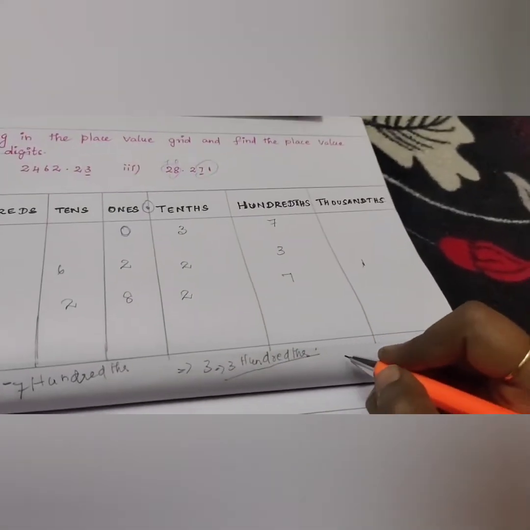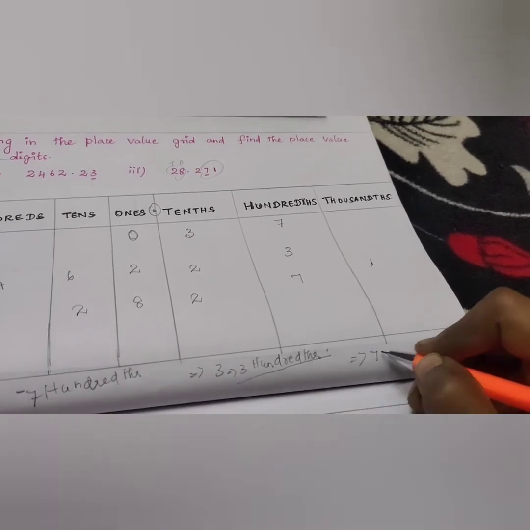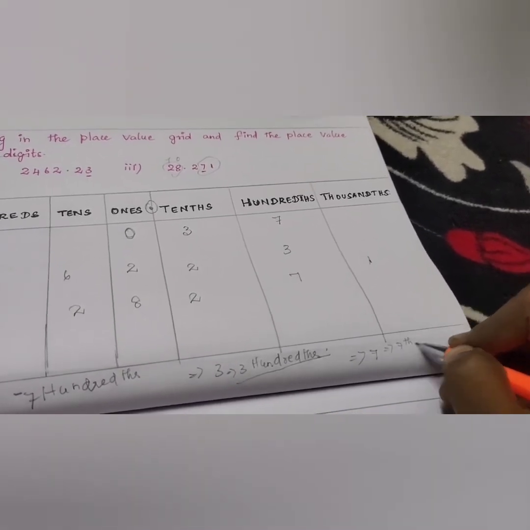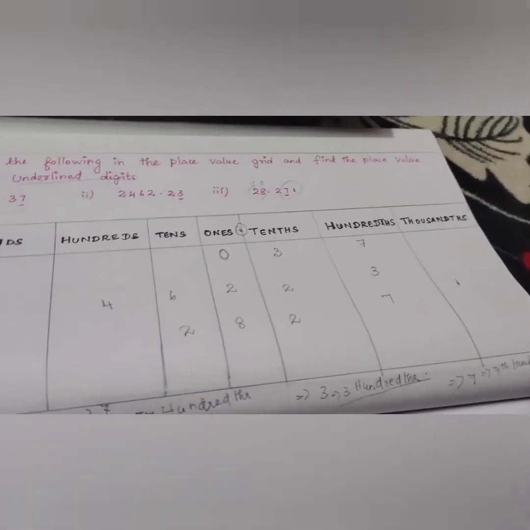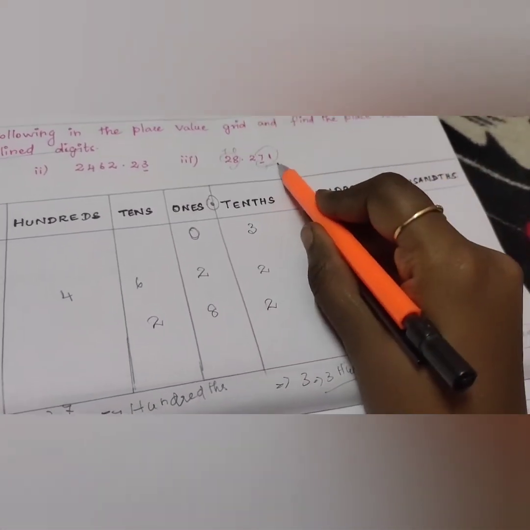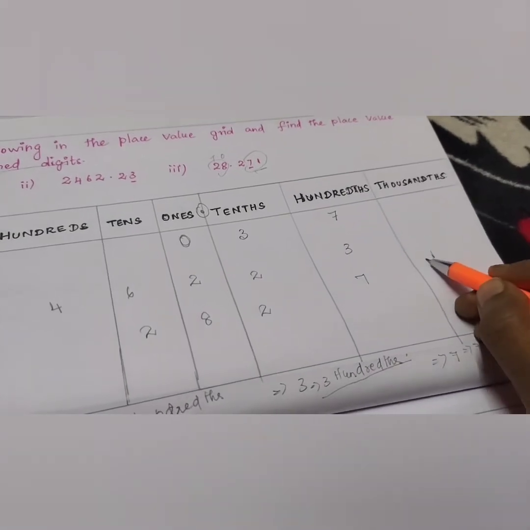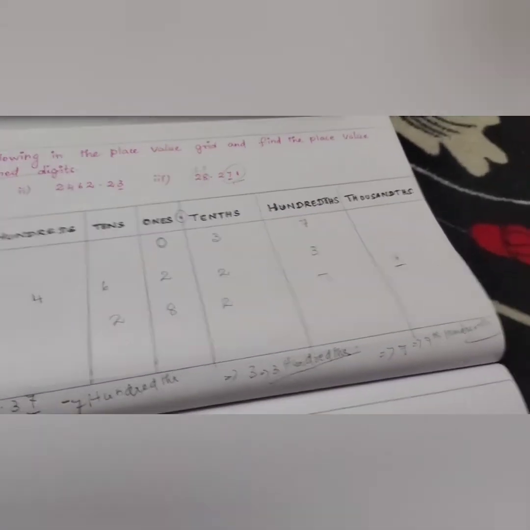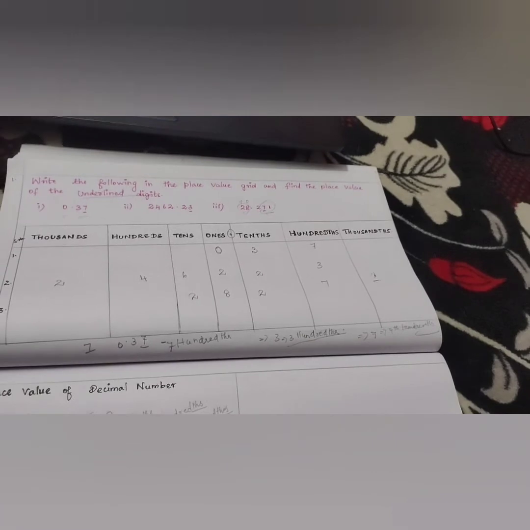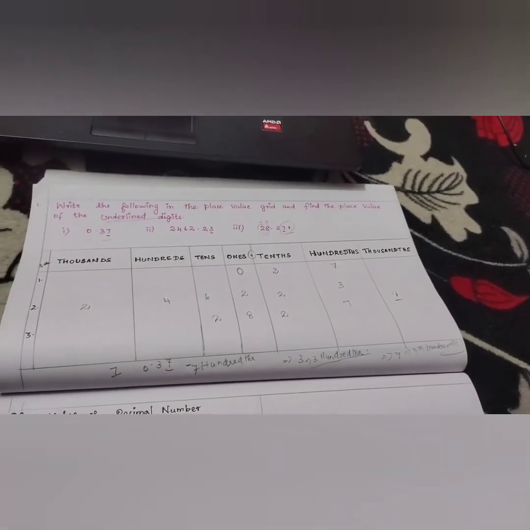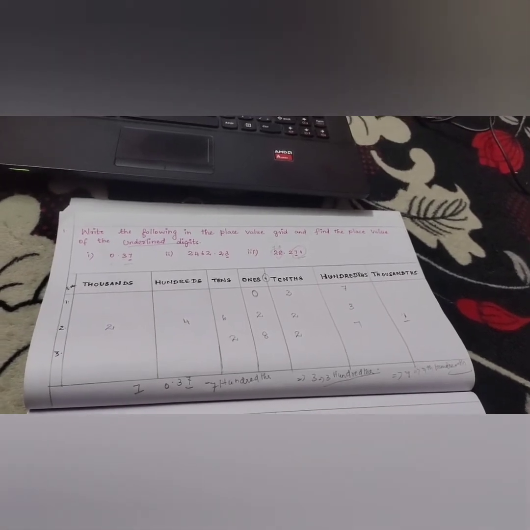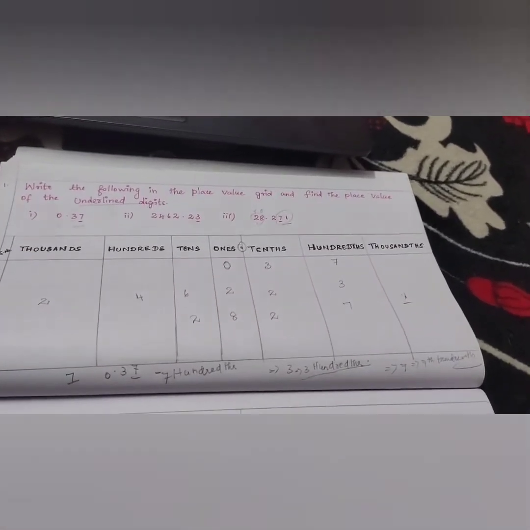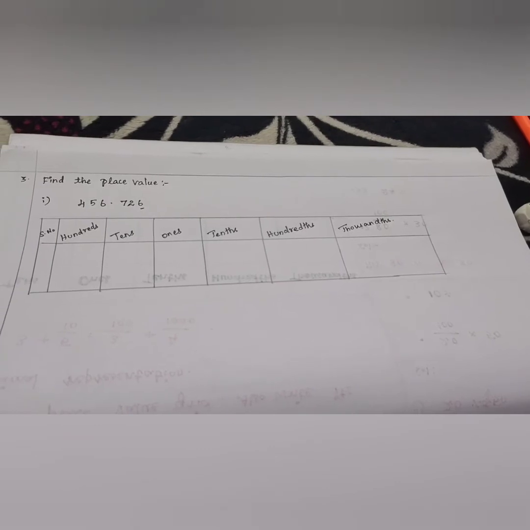See, here also the place value of the underlined digit is seven hundredths. Got it? Suppose here they had underlined the 1, then the place value of 1 is thousandths. Got it? This is the way of finding the place value of an underlined digit using the grid. Okay, now you can see one more sum so that you can understand easily.